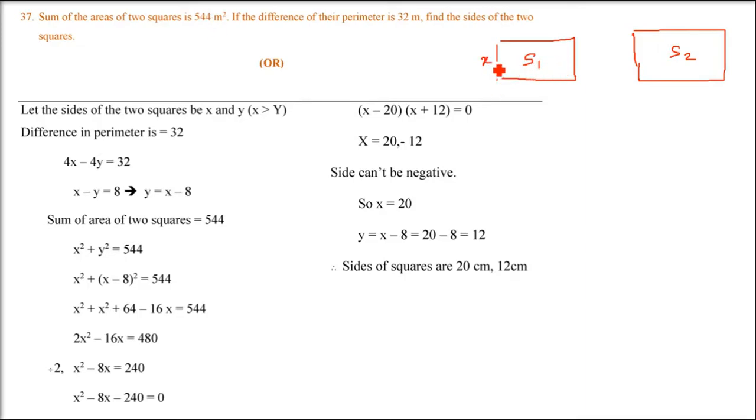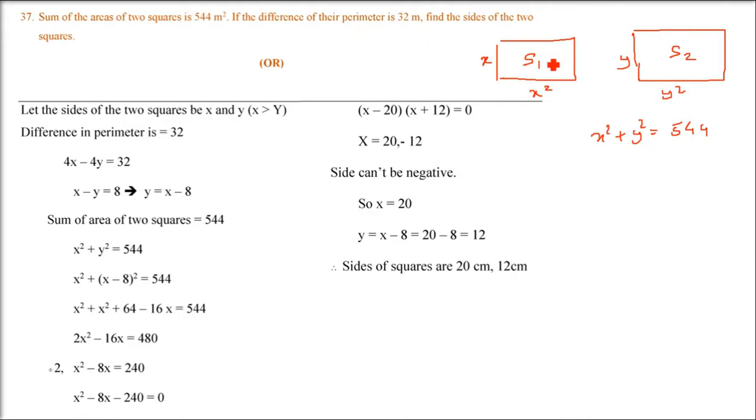Now let us say the side of the first one is x and the side of the second one is y, and assume x is greater than y, because we are taking a subtraction. So the areas are x square and y square. When you add them, x square plus y square, area 1 plus area 2, it's 544.